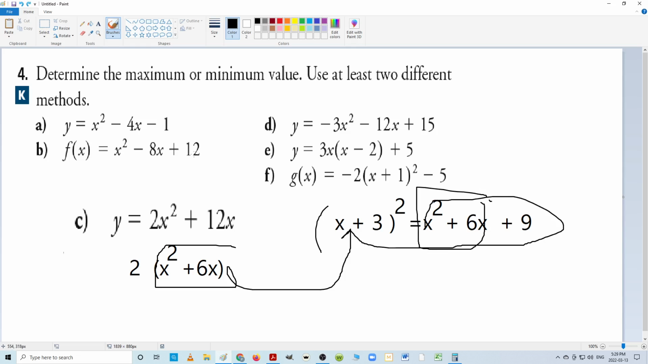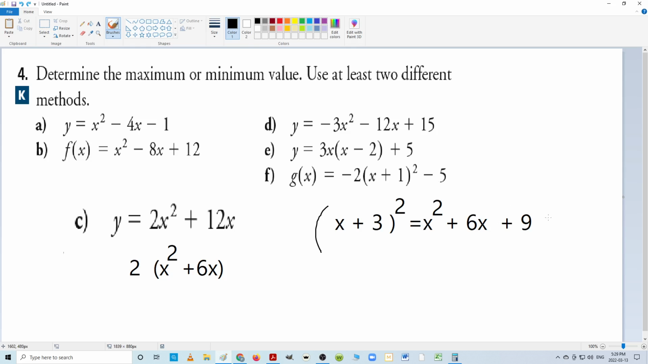So I have to take, if you want to look at it this way, I'm going to subtract 9 from the right side. So, right, like this. And when I subtract 9 from both sides here, it goes to this side as a minus 9. And you can now see that this is what I have here. So I need to replace it with this. So I'm going to do that.